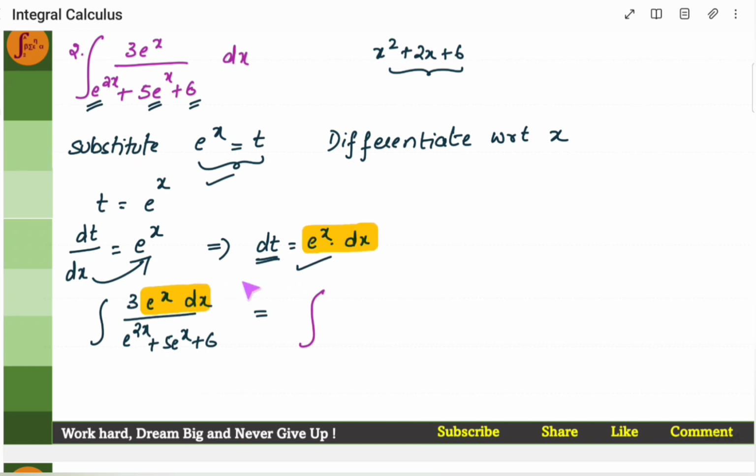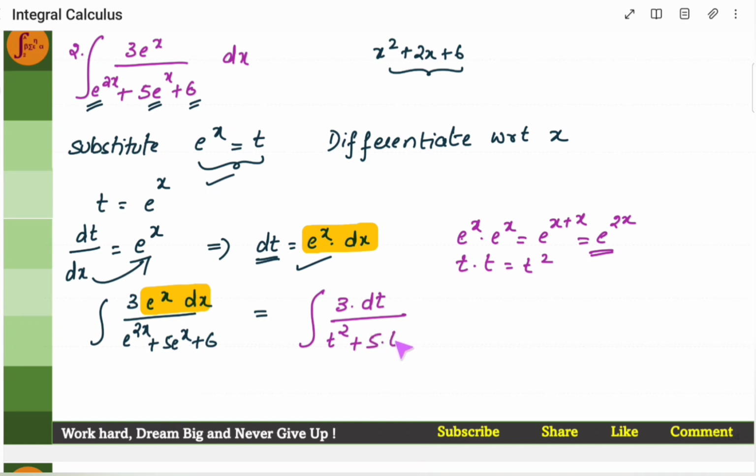So I can substitute this e to the power x into dx as dt, right? So it will be 3 into dt. Now, instead of e to the power 2x, what is e to the power 2x actually? It is e to the power x into e to the power x, which is e to the power x plus x, which is e to the power 2x. This is using theory of indices. Now, e to the power x is t, so it will be t into t, which is t square. So I'll write here t square plus 5 into e to the power x, which is t, plus 6.